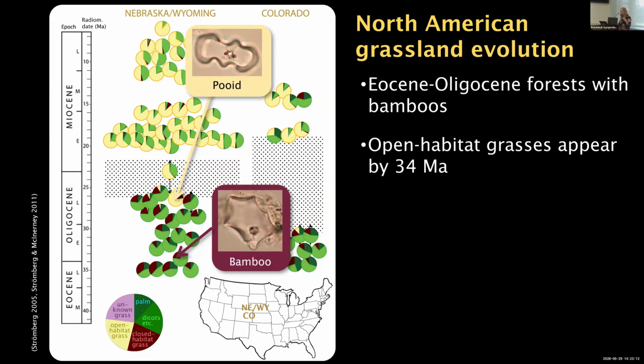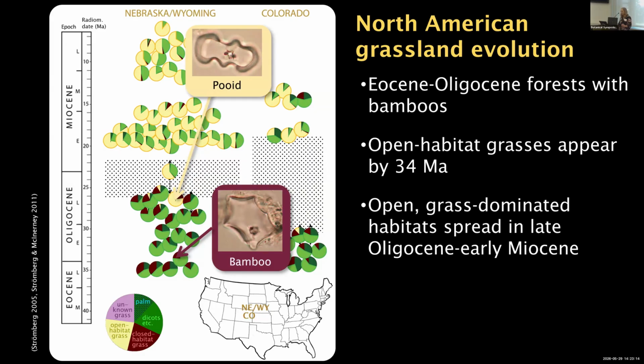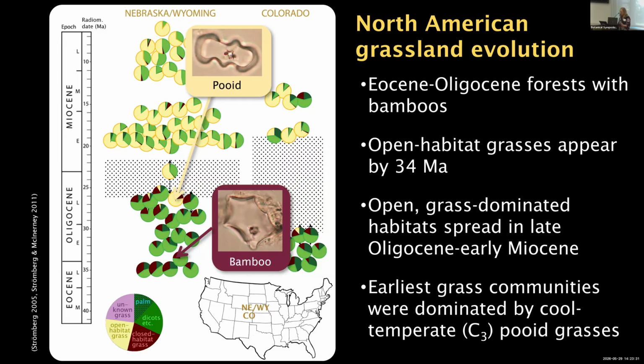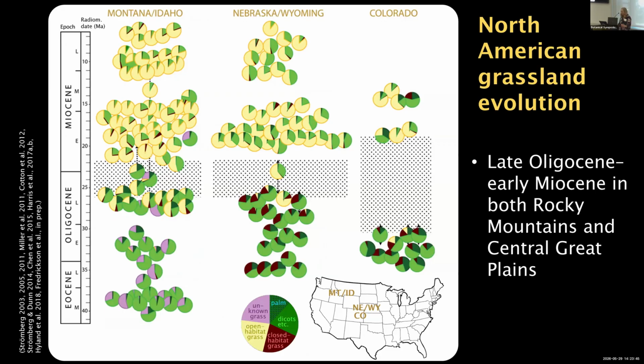But sometime in the late Oligocene, early Miocene timeframe, we see that these open habitat grasses are becoming ecologically more dominant and forming some kind of open grass-dominated habitats by this time. Although there's some variation, there's still a lot of woody elements, as I'll get to later. And importantly, these earliest grass communities were dominated by cool temperate C3 pooid grasses, specifically seeming like stipoid grasses, for those of you who are familiar.